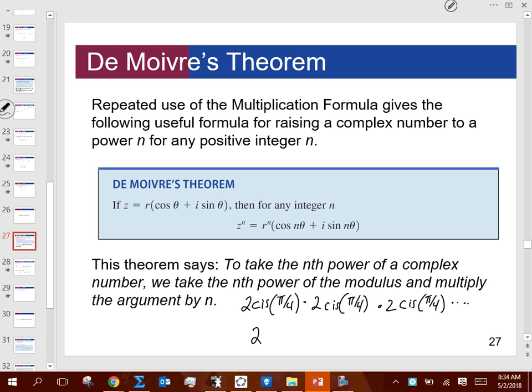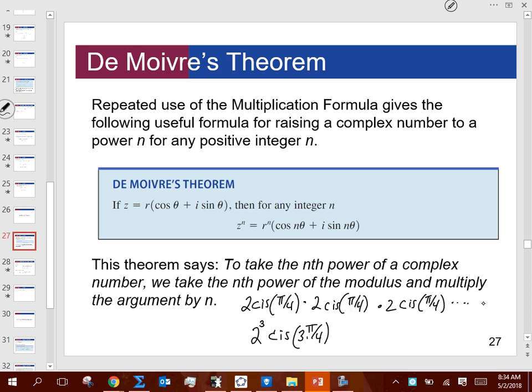Currently, I would have r1 being 2, r2 is 2, r3 is 2, so I have 2 times 2 times 2, right? Well, that's 2 to the third, isn't it? You would have cis, and you have theta 1 plus theta 2 plus theta 3, right? Well, they're all the same, aren't they? So doesn't that turn out to just be 3 times theta? Or in this case, because theta is pi over 4, 3 times pi over 4.